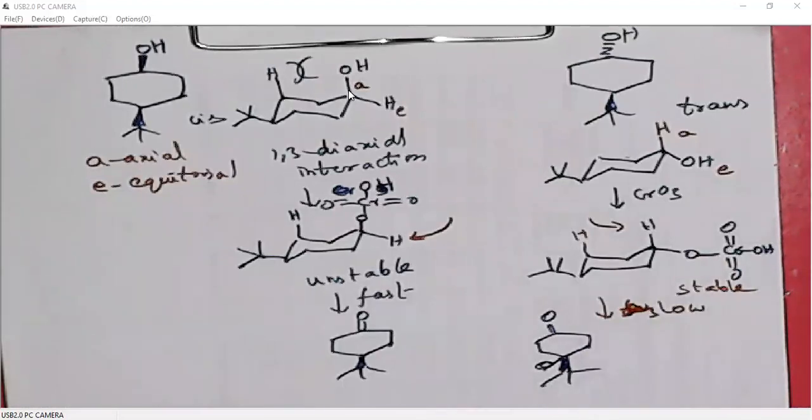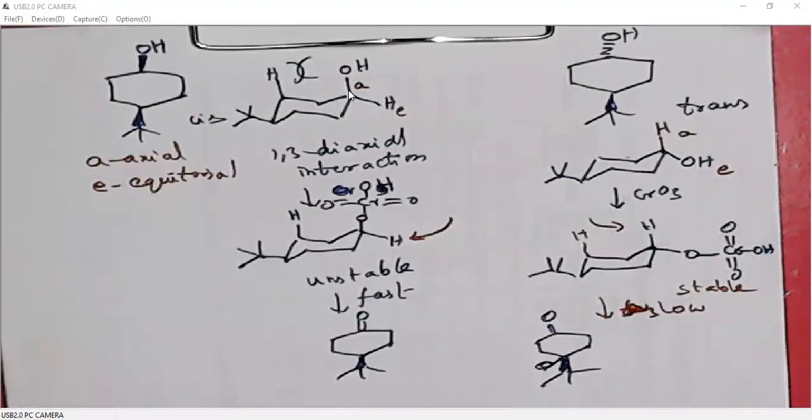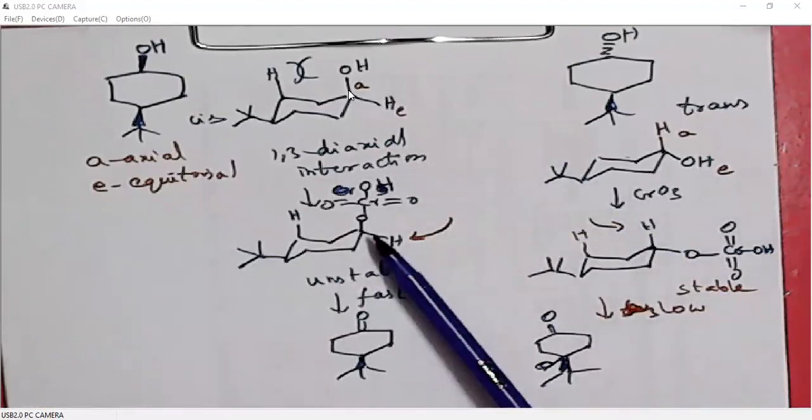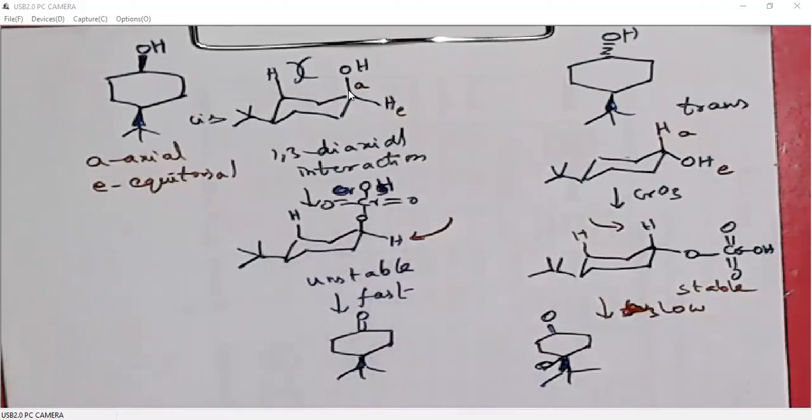I think I have given enough information. So the cis alcohol feels steric crowding, and its chromate ester also feels the same 1,3-diaxial interactions, hence it is unstable.